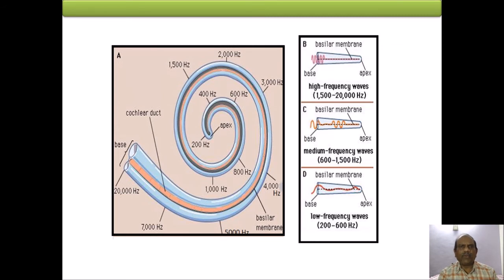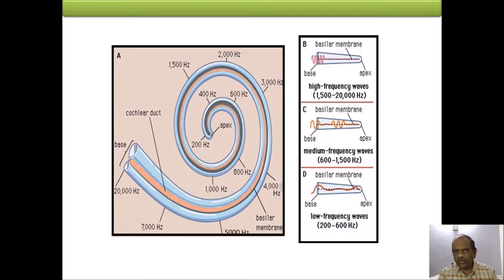Now there is one important characteristic of the cochlea. If we extend it in a straight line, it has a length of 35 mm. What is the peculiarity of this cochlea? If you observe, it propagates the sound waves, that we know. But one important thing is that it doesn't propagate sounds of the same frequency.